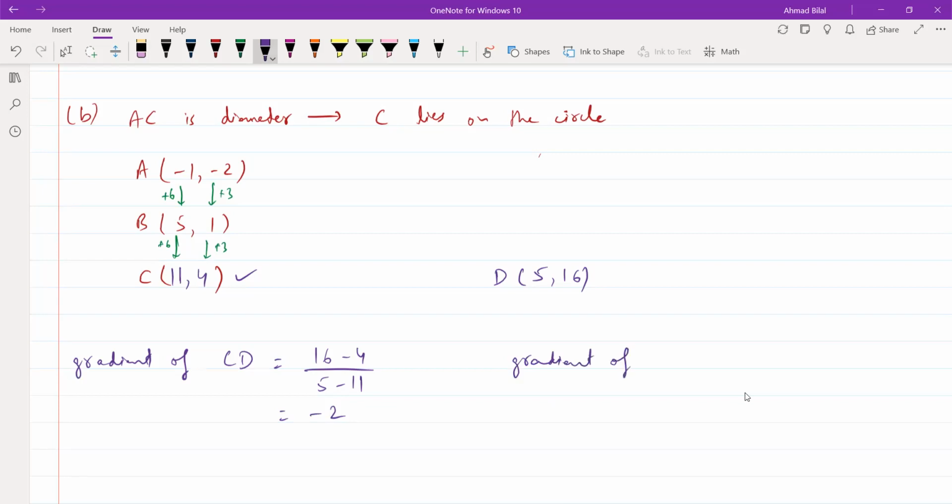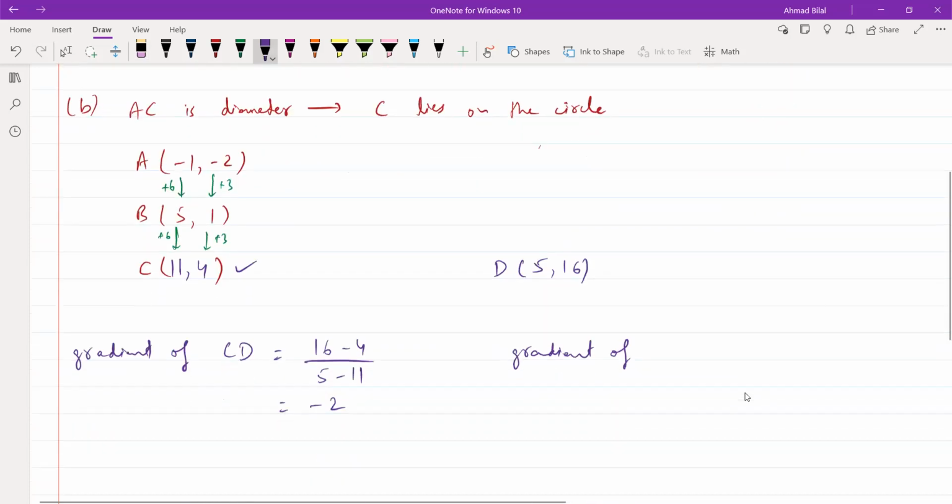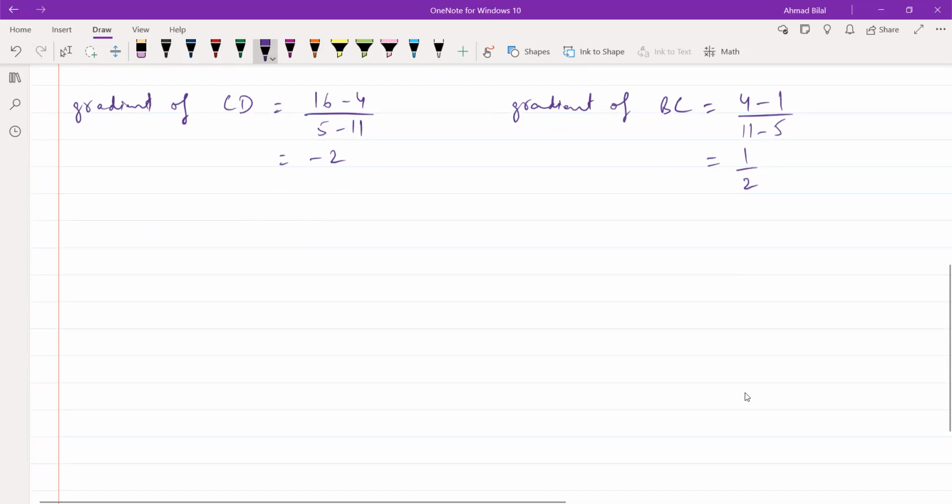Now we can find the gradient of BA as well. In fact, BC, that's the radius. BC, find kar le. What is that? That's 4 minus 1 divided by 11 minus 5. And that is 3 over 6, which is 1 over 2. So that's the gradient of BC. We have the gradient of CD and we have the gradient of BC. That's -2 and 1 over 2.